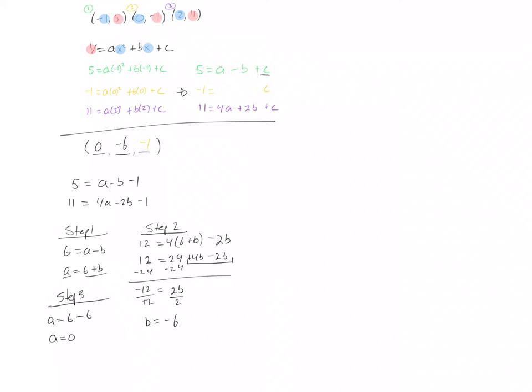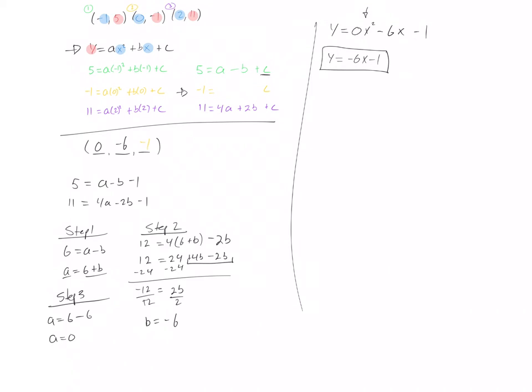So then to plug this into my quadratic, I'm going to plug my a, my b, and my c back into here. So I'm going to end up with y is equal to 0x squared minus 6x minus 1, which in this case actually doesn't come out to be a quadratic. It comes out to be y is equal to negative 6x minus 1, which is kind of not as cool as I was hoping for, but you get the basic idea.